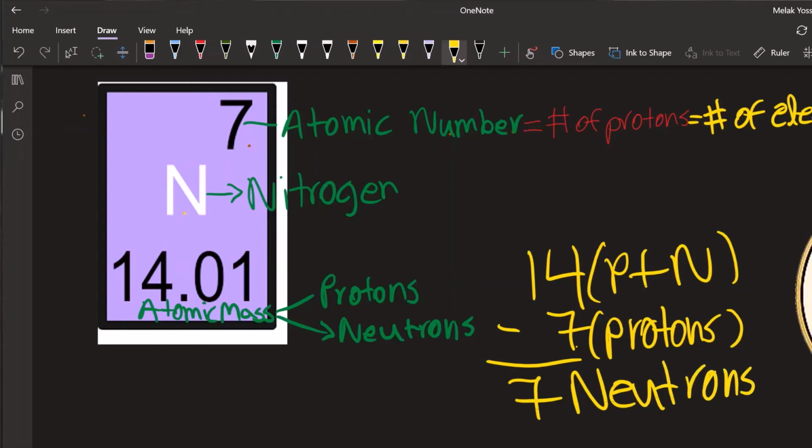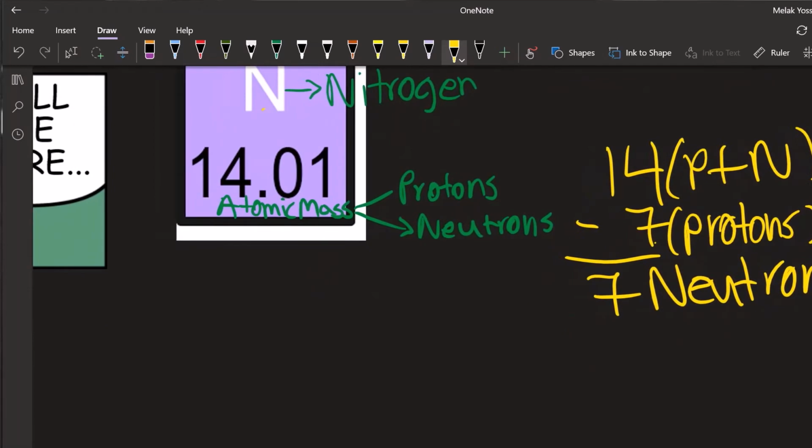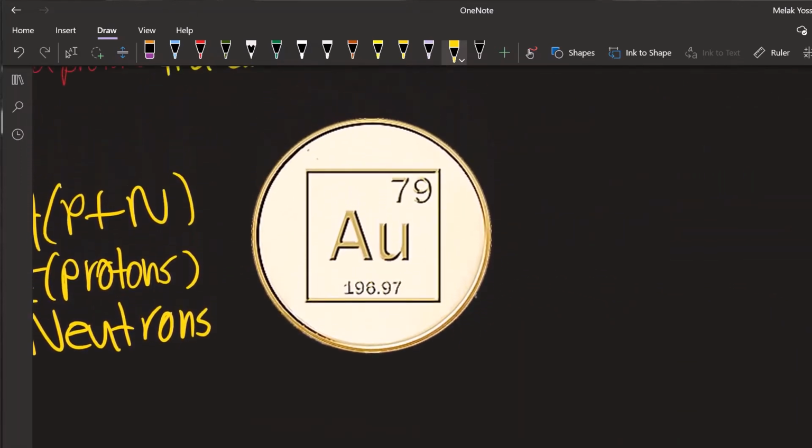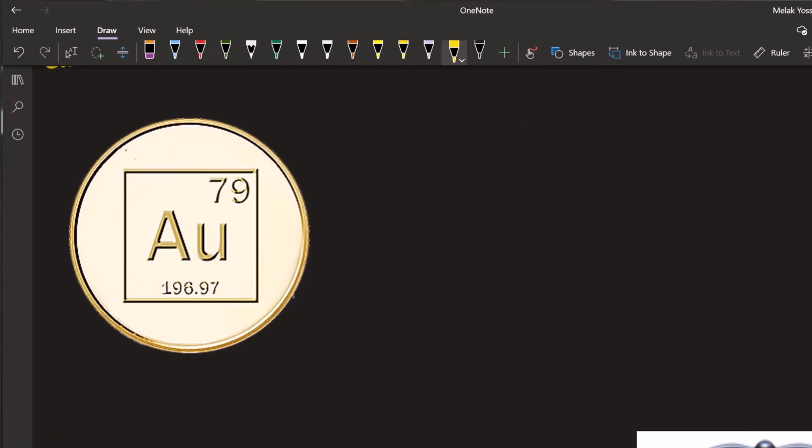in a nitrogen atom. Now, it's very nice in the smaller atoms, the number of neutrons is roughly the same as the number of protons, but as you progress in the periodic table, the number does get a little biased towards neutrons. So let's say gold, for example.